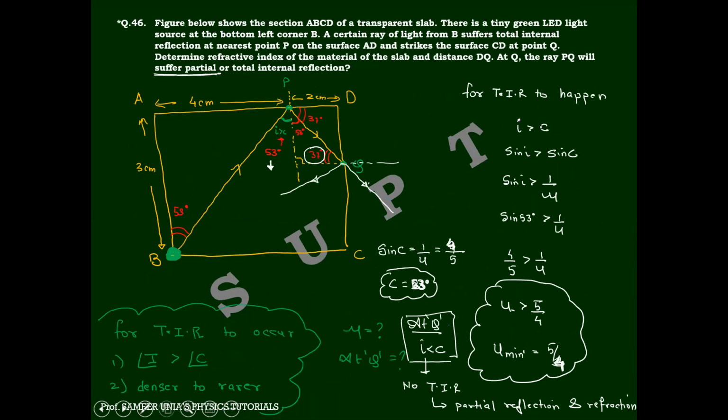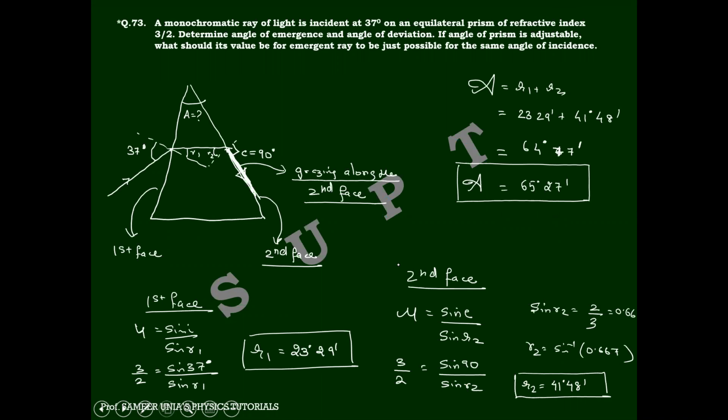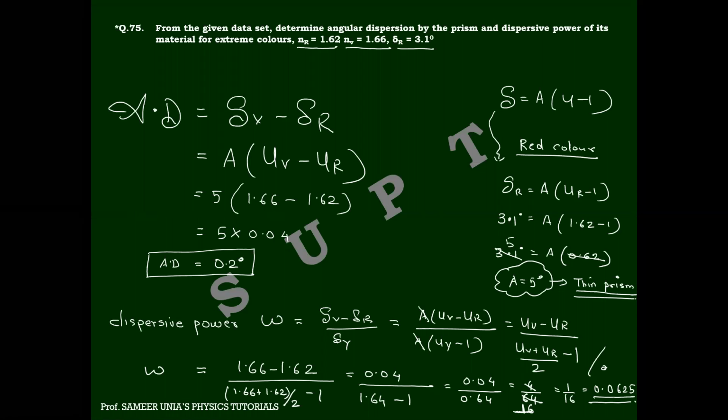After that we did this sum, and you found the critical angle. According to that you can tell whether TIR will happen or not. Then we did prisms: step 1, step 2, step 3, first face, second face. A is r1 plus r2. The last sum we did was based on angular dispersion and dispersive power.